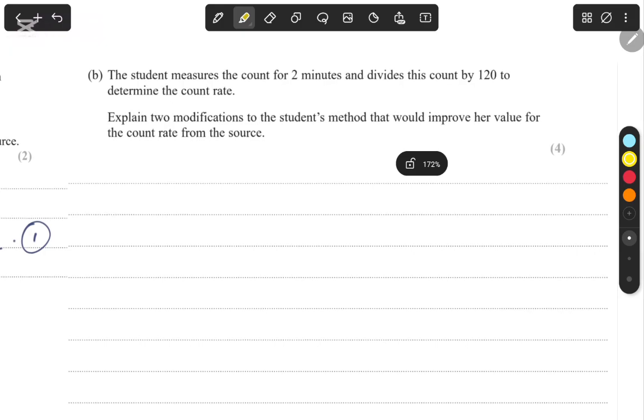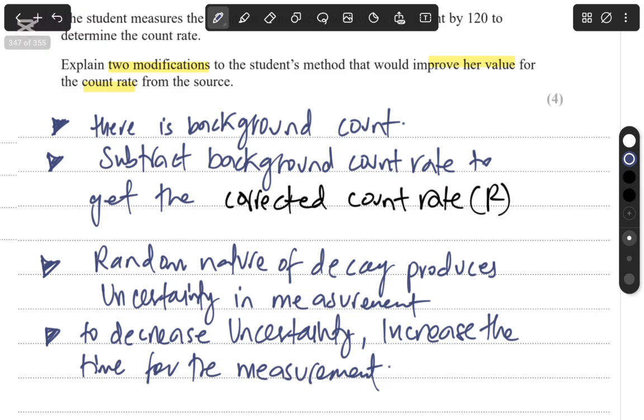Now the next part says the student measures the count for 2 minutes and divides this by 120 to determine the count rate. Now we have to explain two modifications to the student's method to improve her count rate. So let's discuss this. The first one is actually very common, and that is to consider the background count rate. This is a very important word, background count rate.